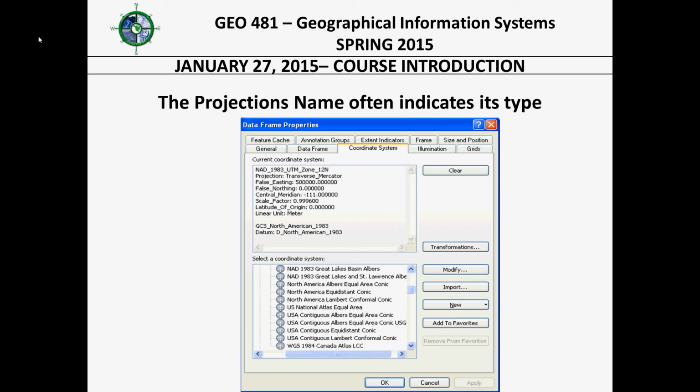And I mentioned often the projection name gives a hint of what it's preserved. And this is a screenshot from ArcMap. The North America equidistant conic projection is one that you might use. So please don't memorize these. It's just showing how these are applied.